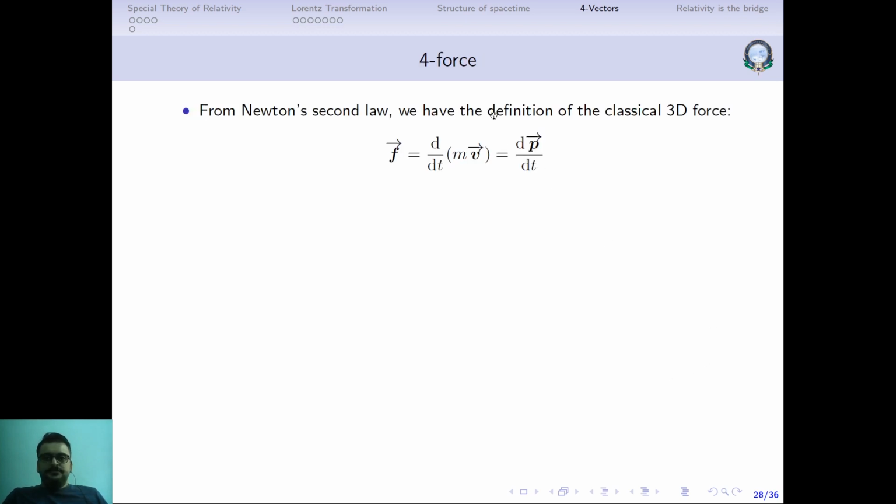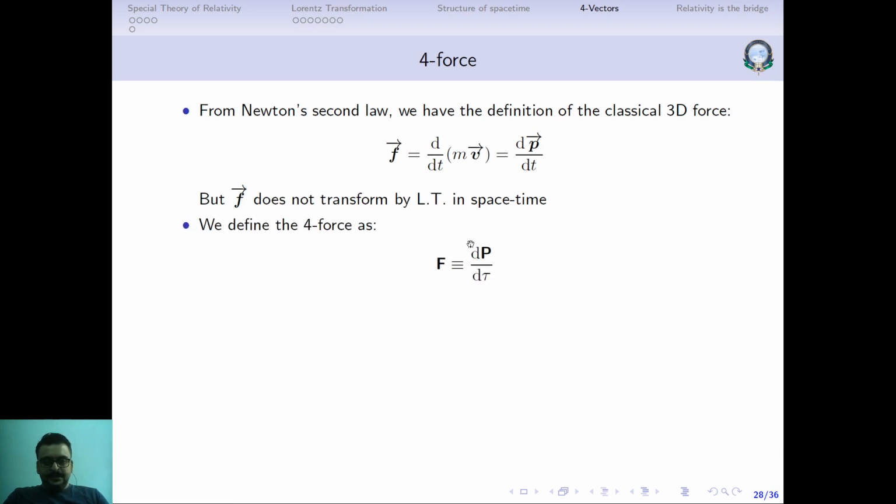Next, this brings us to force. From Newton's second law, we have the definition of the classical 3D force. The classical 3D force is basically the rate of change of momentum. I'm going to use small f to represent classical 3D force because capital F I'm using for the force. But the classical force does not transform by Lorentz transformation in space-time. It can be easily shown. So we define a force in the same way as the classical force. Force is nothing but the rate of change of the 4 momentum, with respect to the proper time. So dP by d tau, that is where we define the force.